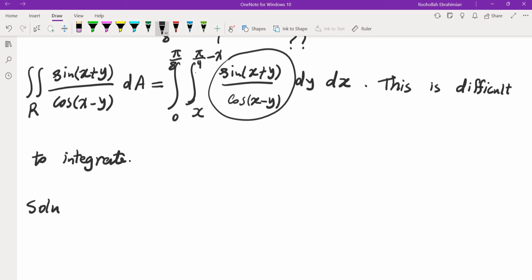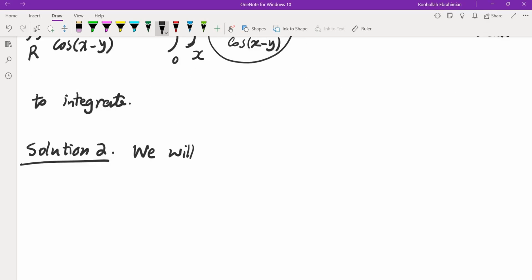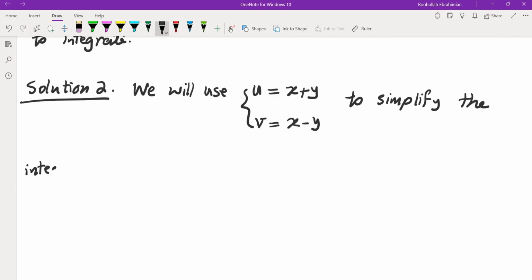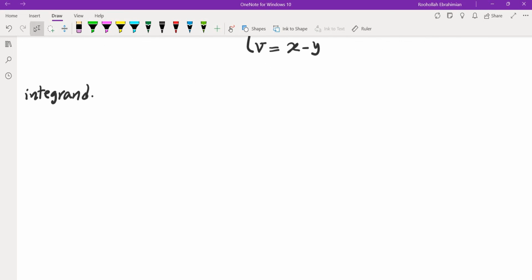So here is the second attempt at solving the problem. So we will use u equals x plus y and v equals x minus y. Why do we do that? Because we make the integrand simple. To simplify, in this case, not the region, but the integrand. Okay, so let's now look at the region. So we know that the integrand got simplified. Let's look at the region.